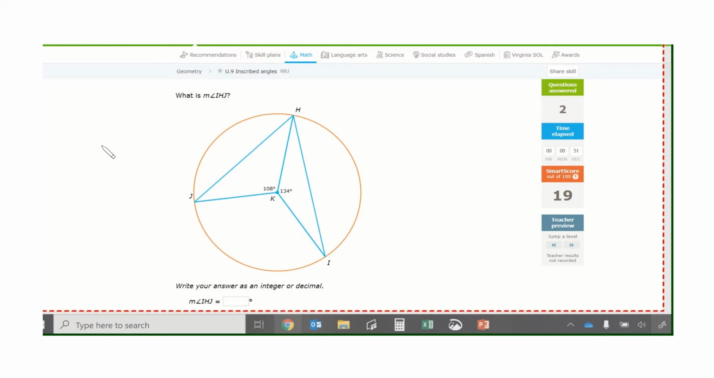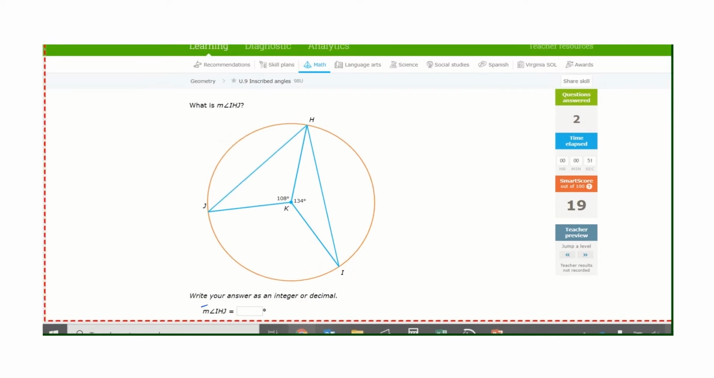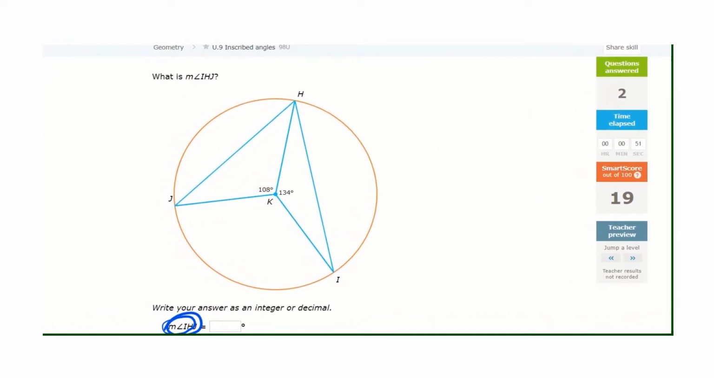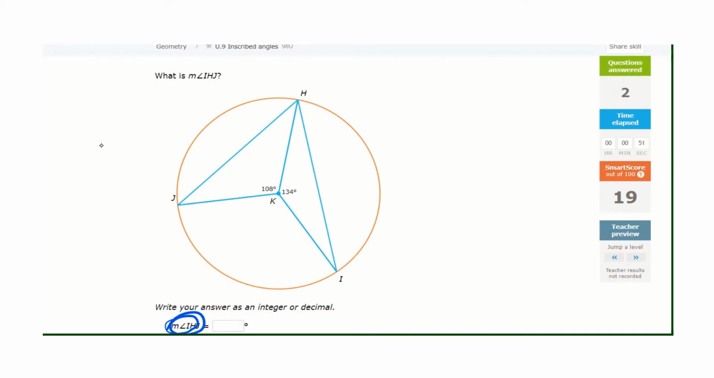So first, look, what are they asking for? IHJ. That's this angle right here. IHJ is right there, right? Well, we could solve that if we knew this arc. And follow the logic here. We need that arc in order to give us this angle. In order to get this arc, we need angle K. So what is angle K?